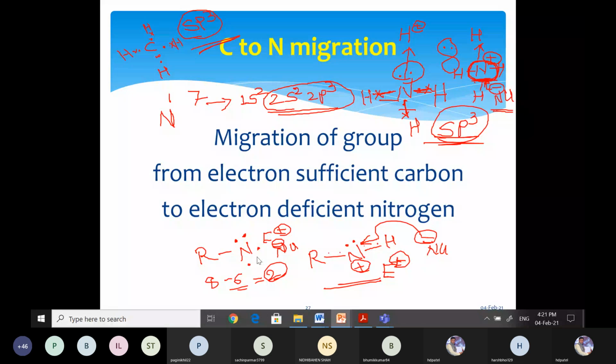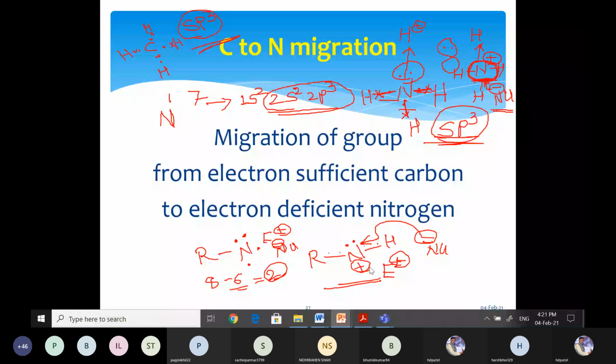Why are both known as electron deficient? Because here we can see 6 electrons are there, and due to the presence of 6 electrons, as per the octet rule, this nitrogen has a deficiency of electrons. This nitrogen is also deficient because as per the octet rule, it also has 6 electrons. So in both cases, nitrogen has six electrons, that's why we consider it an electron deficient nitrogen. And if electron deficient nitrogens are there, then a nucleophile may attack and then the further reaction takes place.